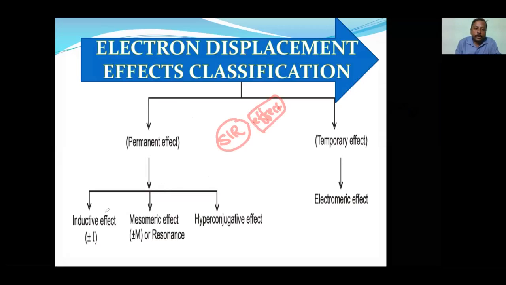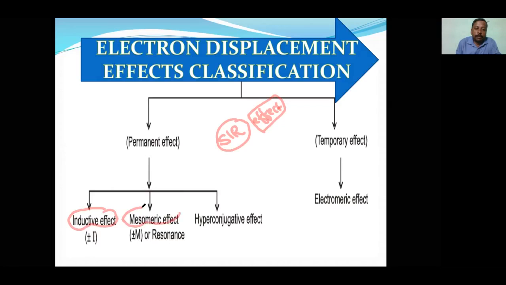Just studying the inductive effect is not useful, nor just the mesomeric effect or hyperconjugation. What will be the consequences of the hyperconjugation effect? By using the inductive effect, how can you check acidic strength and basic strength? By using hyperconjugation, how can you identify which alkane is stable, and why is the electromeric effect temporary? Like that, many interesting things we are going to discuss.